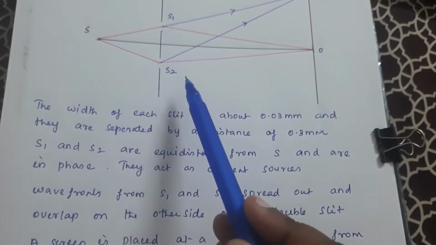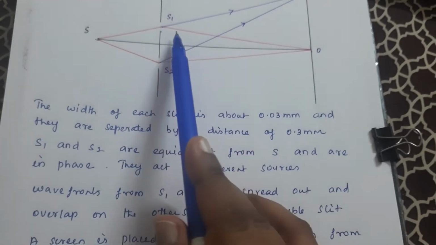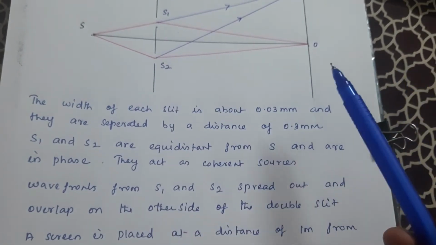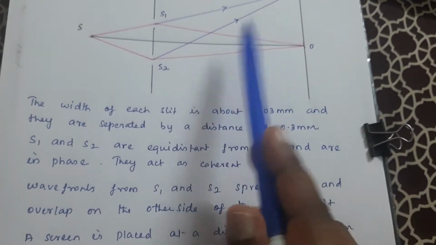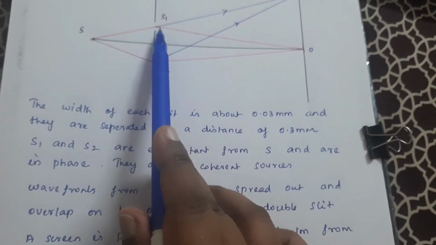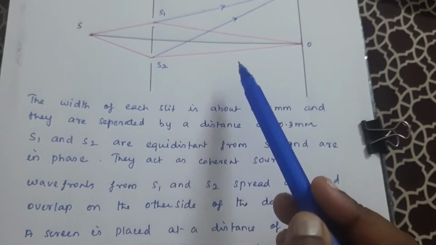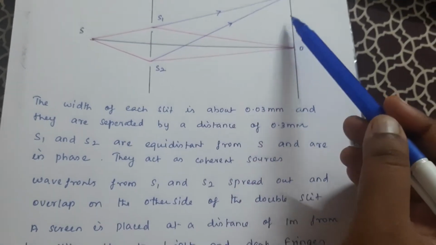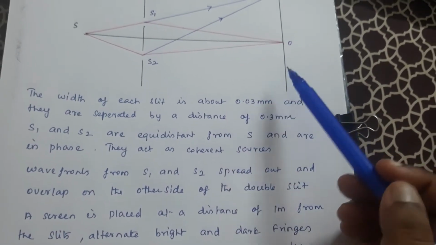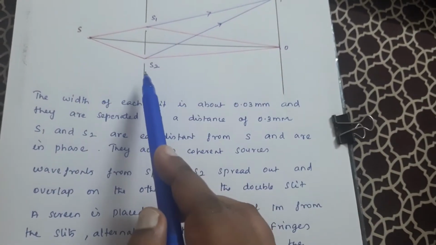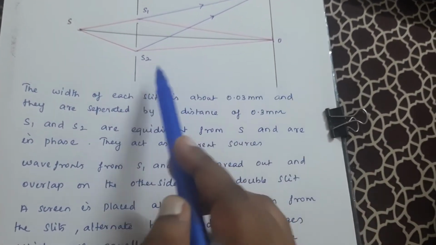Wavefronts which are coming from S1 and S2 spread out and overlap on each other on the other side of the double slit. So from S1 and S2, wavefronts will be coming out and they will overlap. Now here a screen is placed at a distance of 1 meter. So the distance between the slit and the screen is how much?